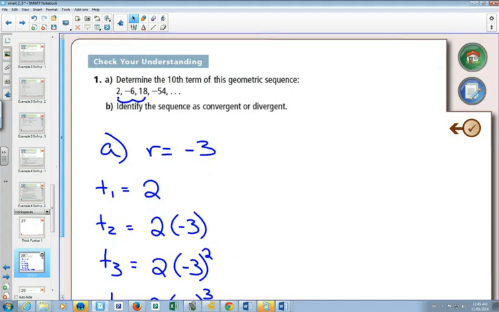Is this one that converges or diverges? Does it get closer and closer to a number, or does it spread out and get farther and farther? So this one is divergent.